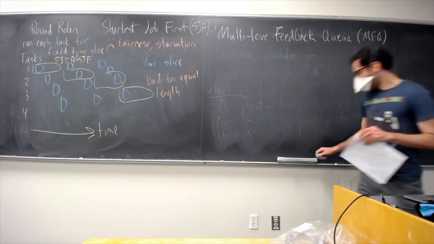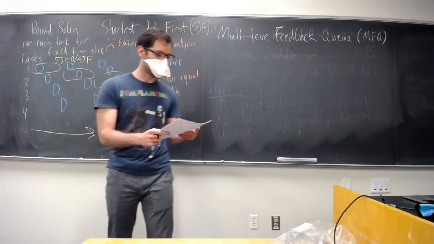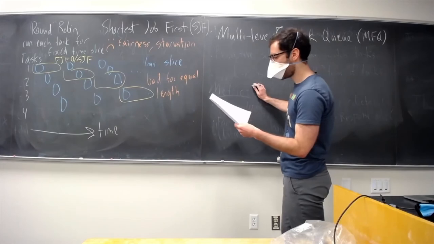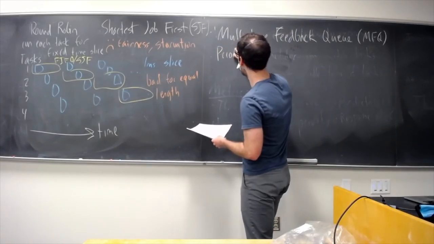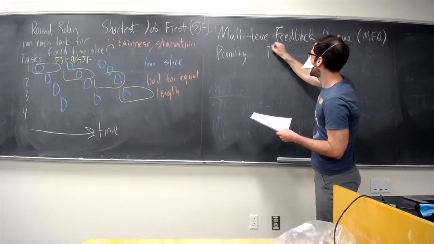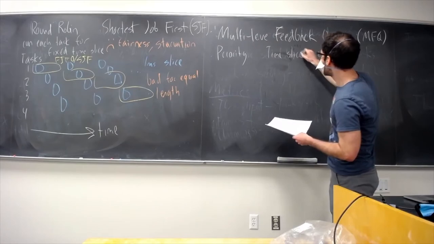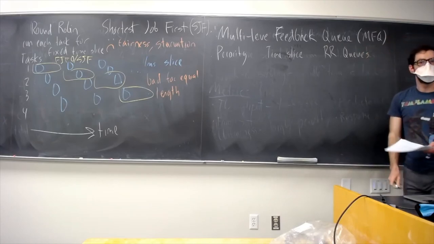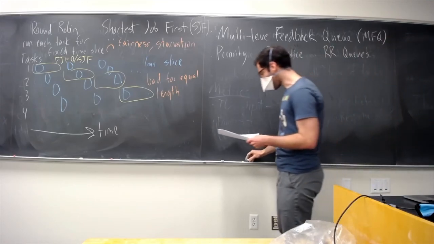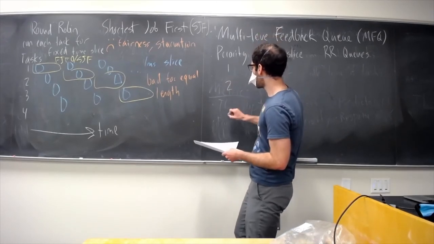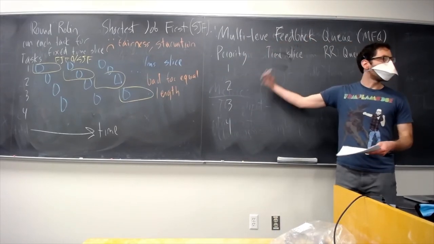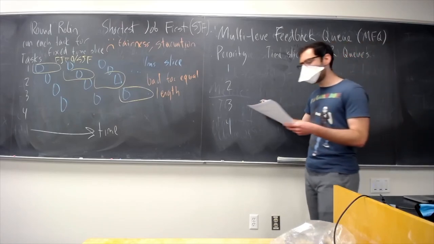All right. So, multi-level feedback queues. The idea here is that we have a set of round robin queues. We're using round robin, but in particular, we separate these round robin queues into multiple levels of priority. So it could be just 2, it could be 10. That's an implementation detail.